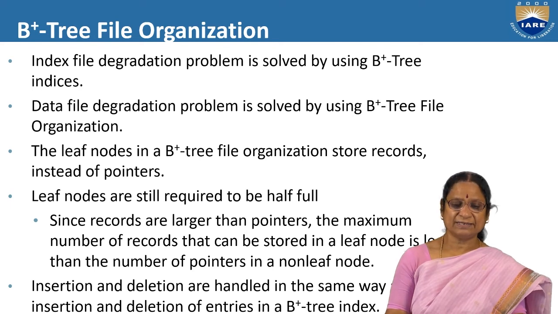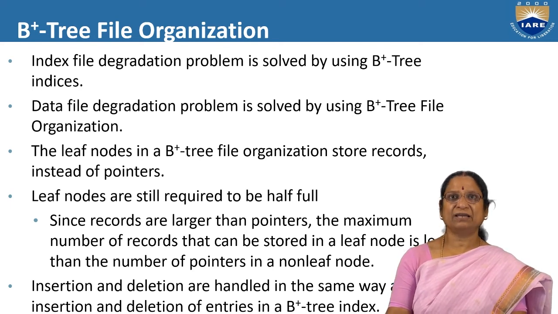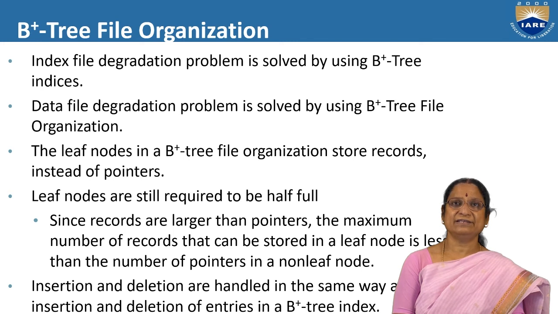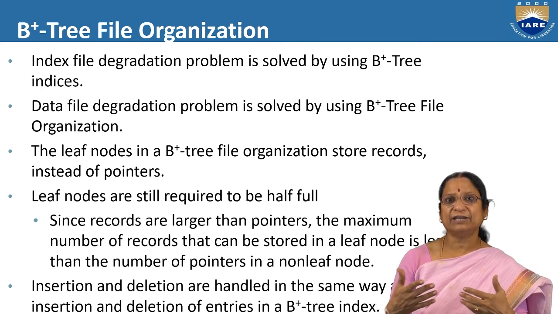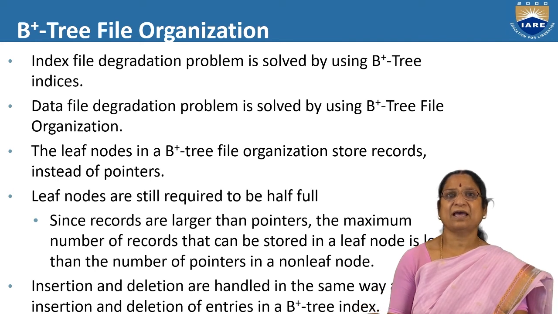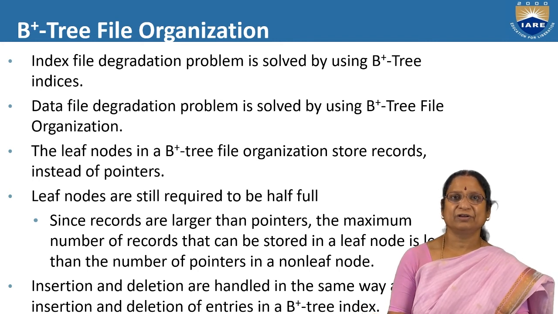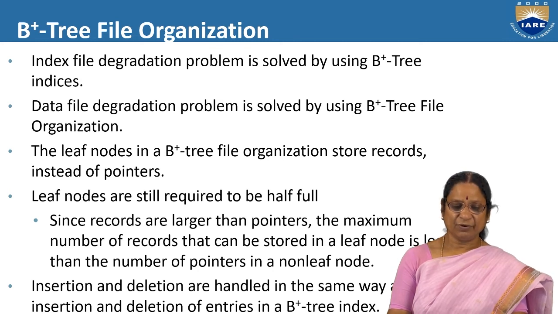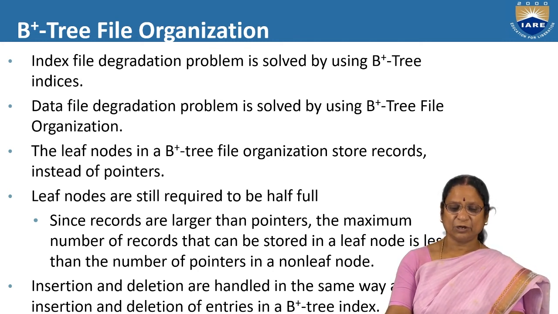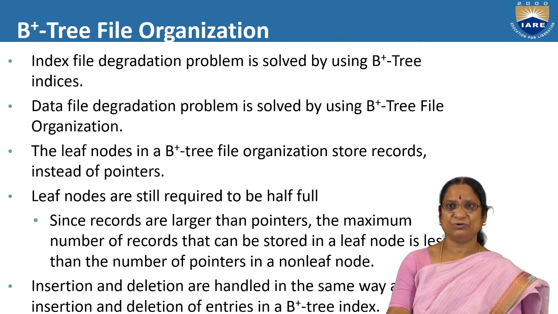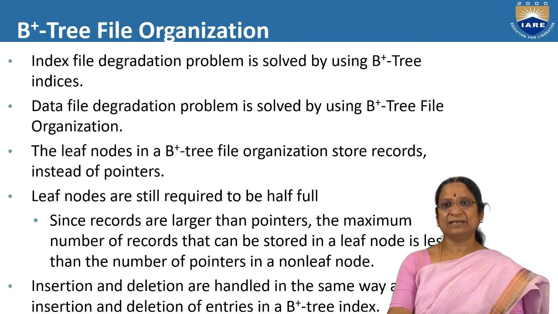This B plus tree file organization is an indexed file only, but the index file degradation problem is solved by using B plus tree indices. Just now we observed we need not reorganize. Whenever insertions and deletions are happening, the organization itself automatically manages it. The leaf node in B plus tree file organization stores the records instead of pointers, and the leaf nodes are still required to be half full. Since the records are larger than the pointers, the maximum number of records that can be stored in a leaf node is less than the number of pointers in a non-leaf node.